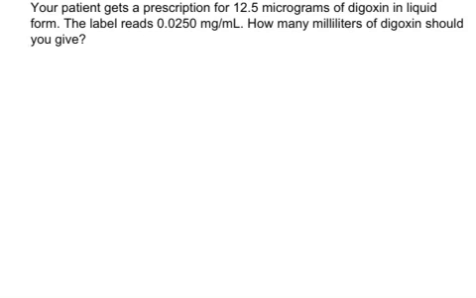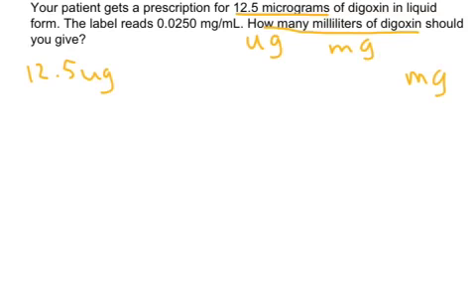Your patient gets a prescription for 12.5 micrograms, notice that's micrograms, of digoxin in liquid form. The label reads 0.025 milligrams per milliliter. How many milliliters of digoxin should you give? So first I'm going to write down what was given, 12.5 micrograms, and I'm looking for, at the end of the problem, milliliters.